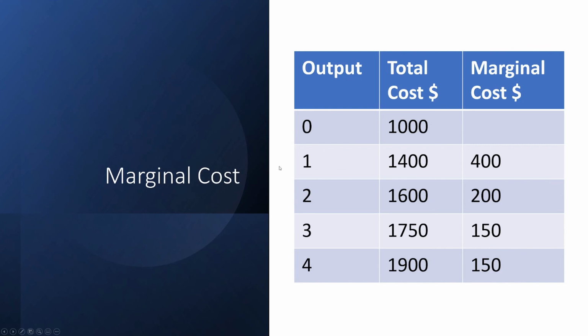Now, at 1 unit of output, our total costs are now 1,400. That means our marginal cost is 400. To go from 1 unit to the second unit, our total costs increased to 1,600, so the marginal cost of going from 1 unit to 2 units is 200. From the second to the third unit, our total cost increases to $1,750, so the marginal cost of going from the second to the third unit is $150. And it stays the same at $1,900, so for the fourth unit, the marginal cost is 150. We can see here we're getting returns to scale. You probably understand that intuitively, but we'll get into returns to scale much later on. For now, just think about our marginal cost.